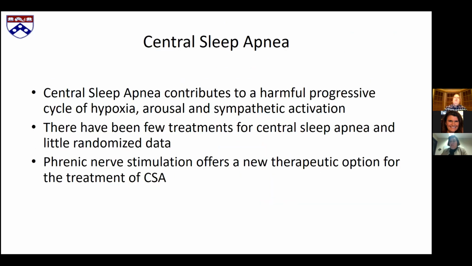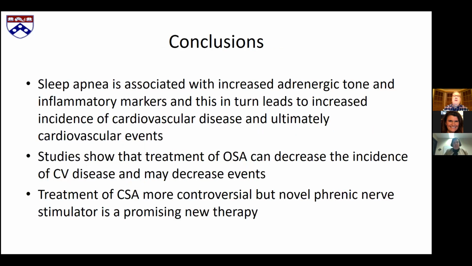So central sleep apnea contributes to a harmful progression of hypoxia, arousal, and sympathetic activation. There have been few treatments for central sleep apnea and little randomized data until recently. And phrenic nerve stimulation offers a new therapeutic option for the treatment of central sleep apnea.